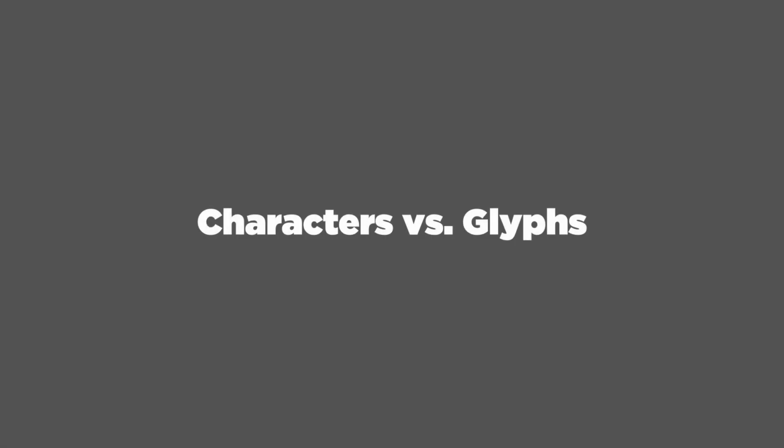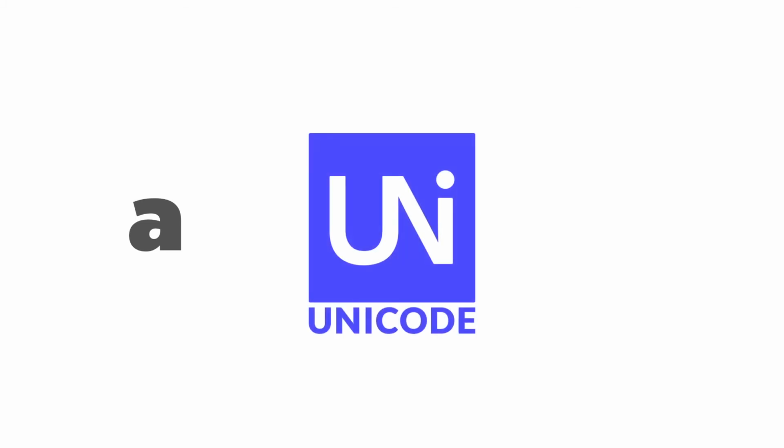What's the difference between a character and a glyph? A character is a symbol representing a letter. It's defined by their meaning and language. For example, the character of the lowercase a can be written or represented in many different ways, but it's still the character of the lowercase a. In practical terms, each character is assigned a specific code by the Unicode standard.